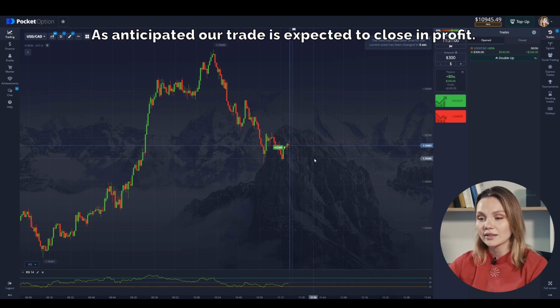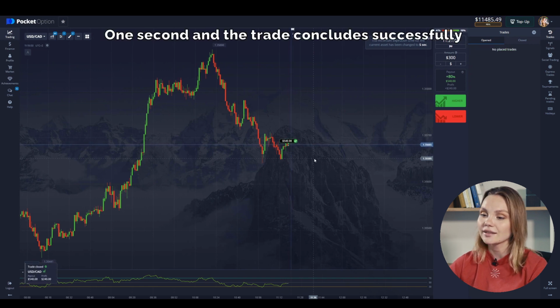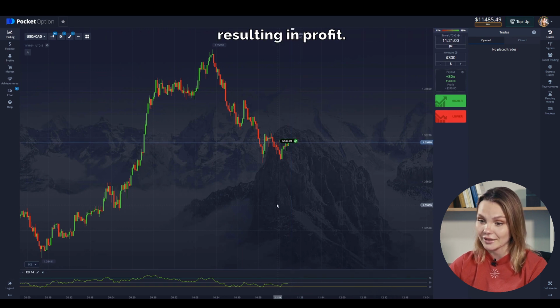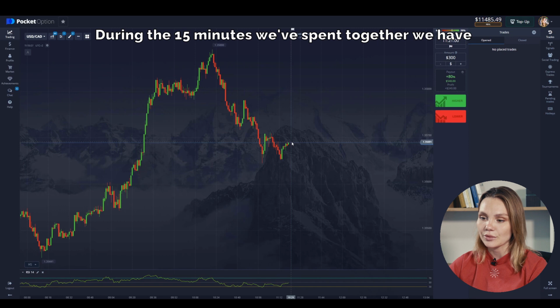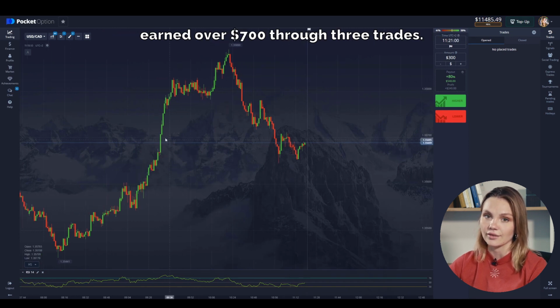As anticipated, our trade is expected to close in profit. Just 2 seconds left, 1 second, and the trade concludes successfully, resulting in profit. During the 15 minutes we've spent together, we have earned over $700 through 3 trades.